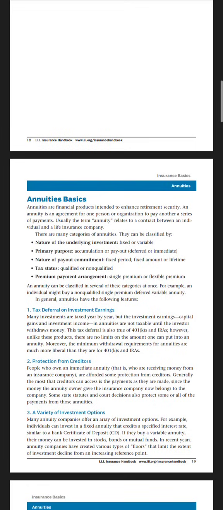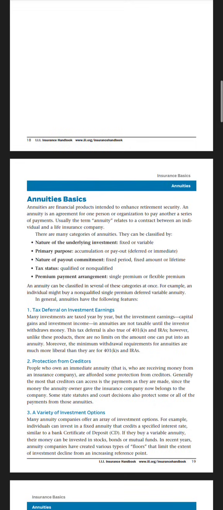Annuities basics. Annuities are beneficial products intended to enhance retirement security. An annuity is an agreement for one person or organization to pay another a series of payments. Usually, the term annuity relates to a contract between an individual and a life insurance company.